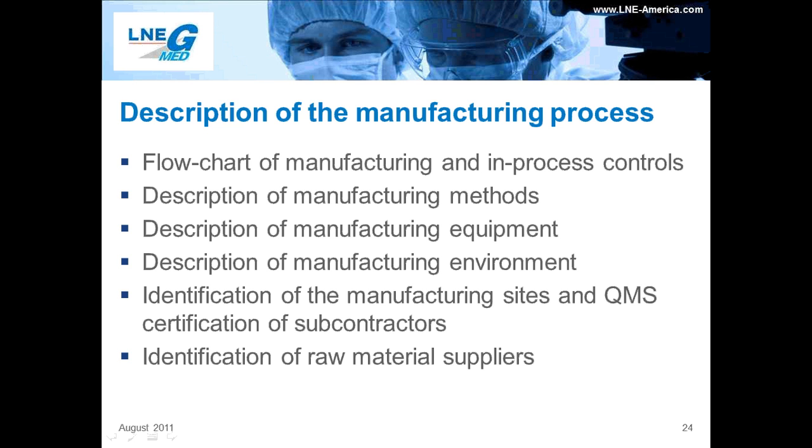Continuing with the description of the manufacturing process are flowcharts of the process with descriptions of any in-process testing and controls, description of the manufacturing methods, description of the manufacturing equipment, description of the manufacturing environment. So if you have specifications for the manufacturing environment, either a clean room or controlled environment area, the specification, class, or specific requirements of those areas should also be included. Information on the manufacturing sites and the quality management certification of subcontractors, if those are applicable, and any identification of raw materials.